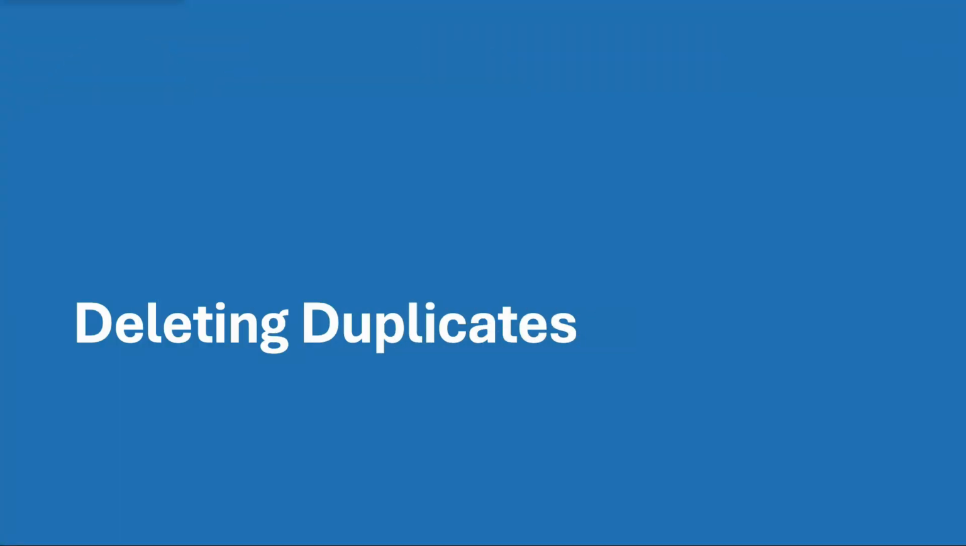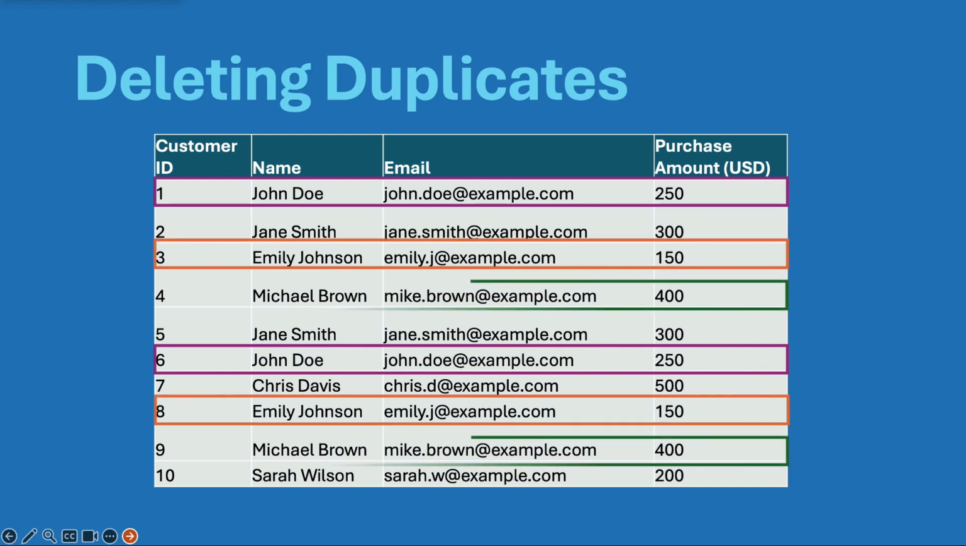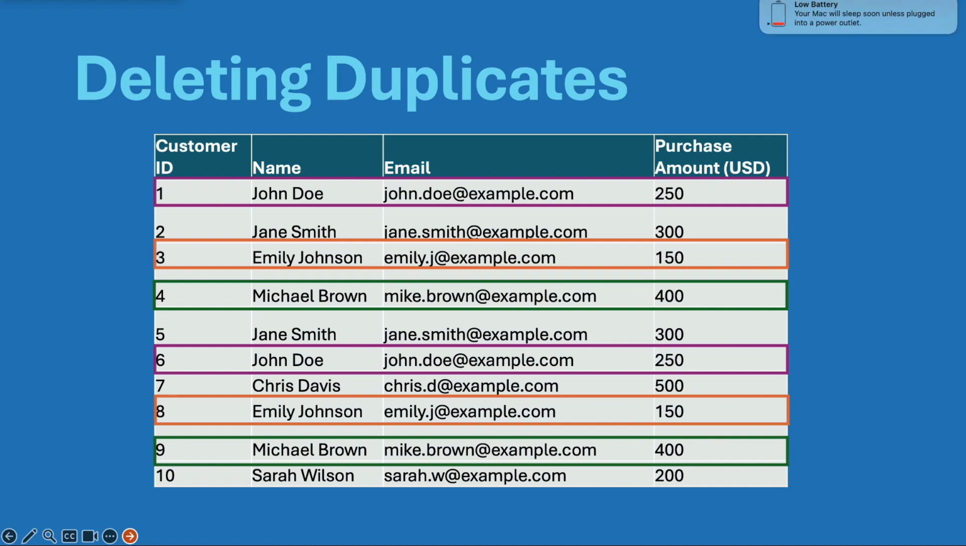Next, let's talk about deleting duplicates. Duplicate data can introduce bias in your model and lead to inaccurate predictions. Identifying and removing duplicates in your dataset is a crucial step in data cleaning. Duplicates can be exact copies of rows or subtle variations that require more careful detection. When you remove duplicates, you reduce redundancy, ensuring that your model learns only from unique and relevant data.